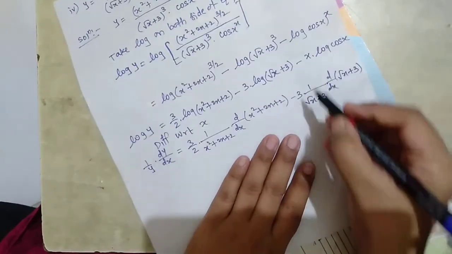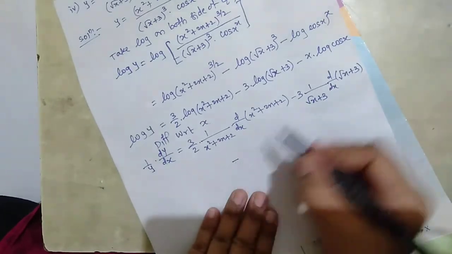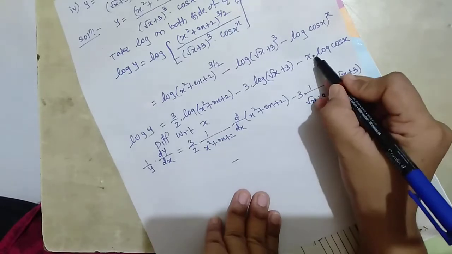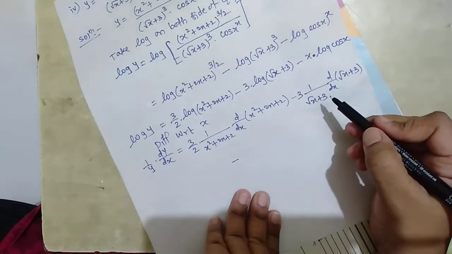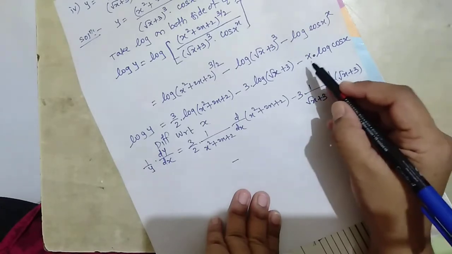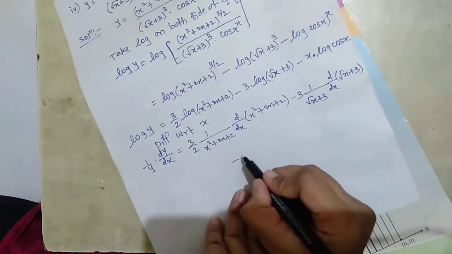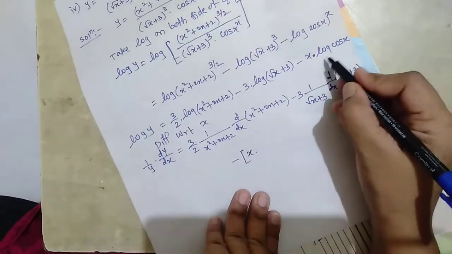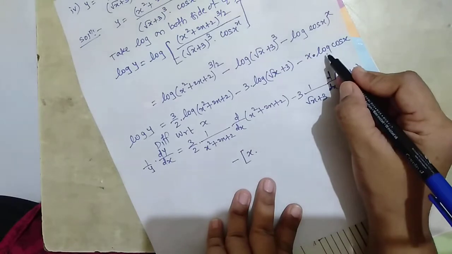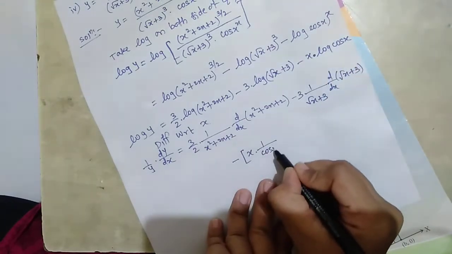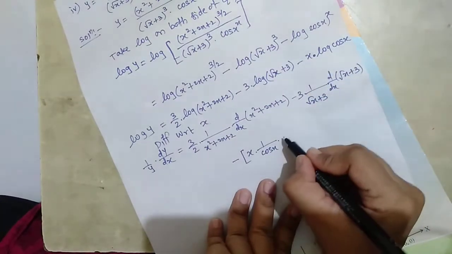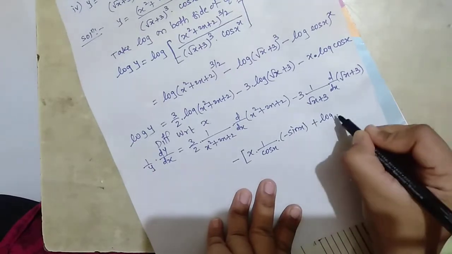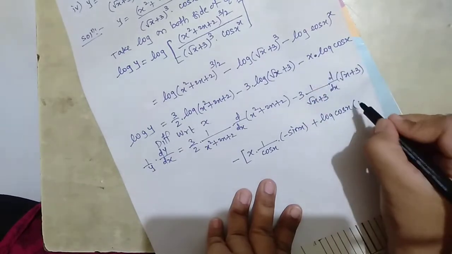Okay, next minus of, see, if you see this last term, these are two functions of x which are in multiplication. So we will apply here the u into v rule. It is equal to minus sign, which we put outside the bracket, so x into derivative of log of cos x. The derivative of log is 1 upon cos x into derivative of cos x, which is minus sin x, plus log of cos x into derivative of x is 1.